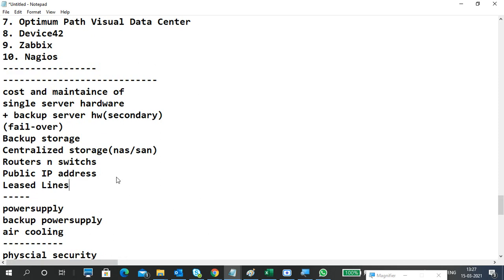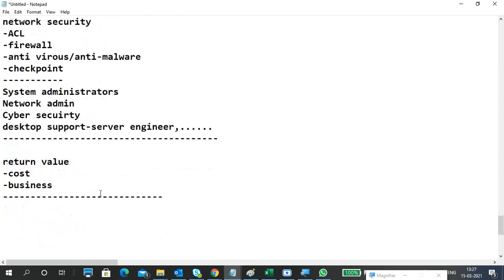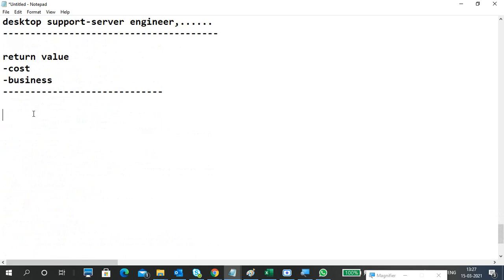Leased lines, network purpose. Leased lines means network purpose. There is a downtime, right? There is a fear of downtime. One is investment and fear of return value. Another one is maintaining uptime 100% is very difficult. What are the difficulties you are facing?